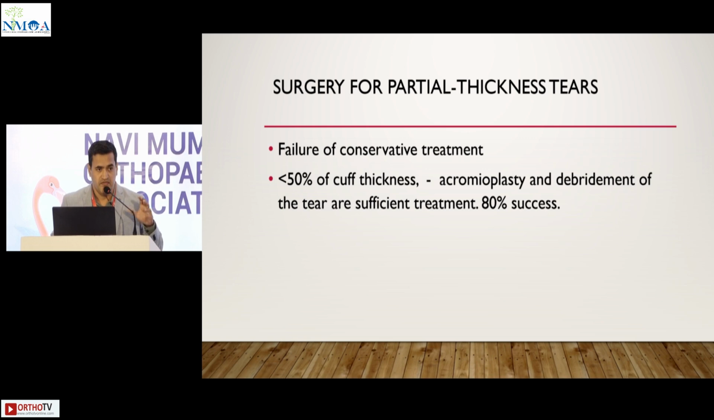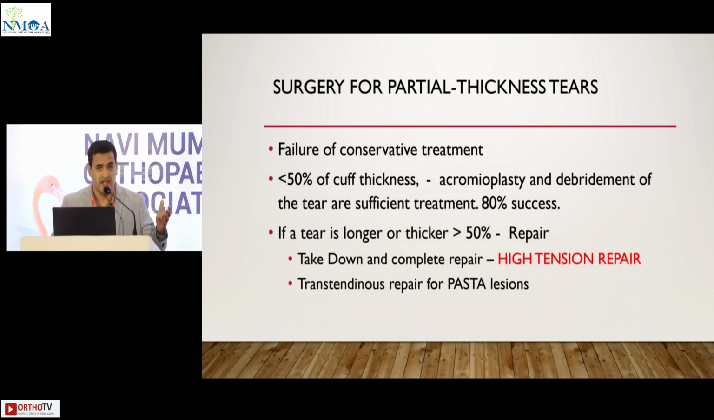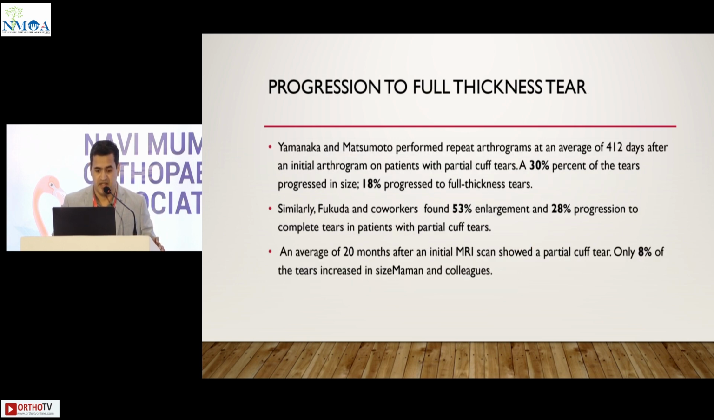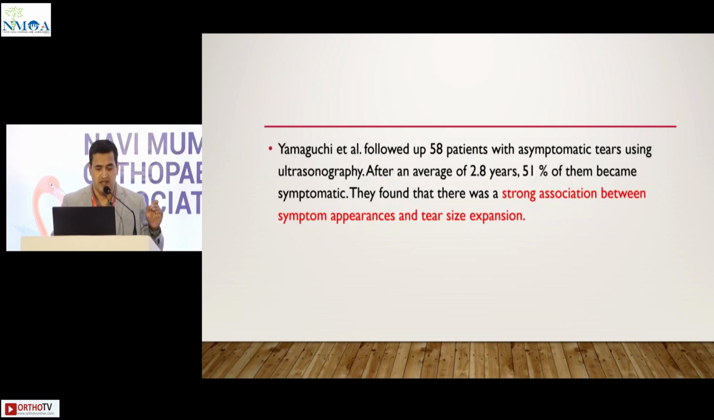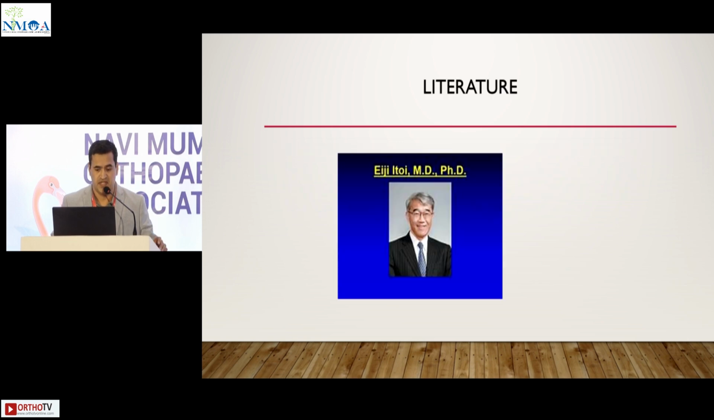Now, if conservative treatment fails and the tear is more than 50% of the footprint, then we can go ahead with a complete takedown of the tear. But again, these are very high-tension repairs. On the contrary, the patient may have an increase in pain instead of the pain getting reduced. Now, progression to full thickness varies from 8 to 53%. There is a very strong association between recurrence of symptoms and tear size.